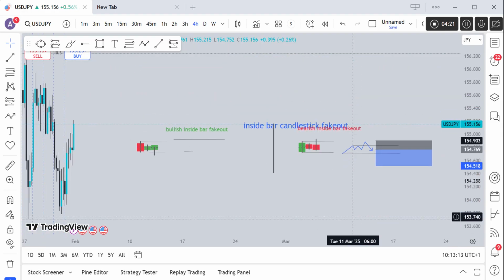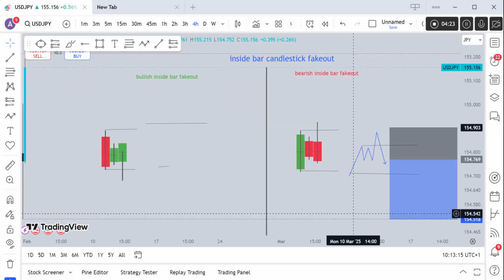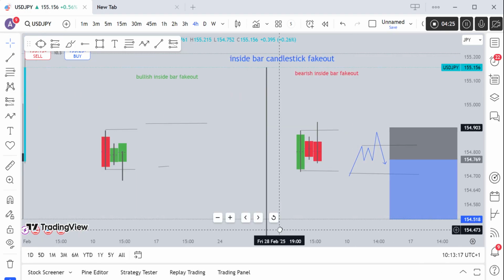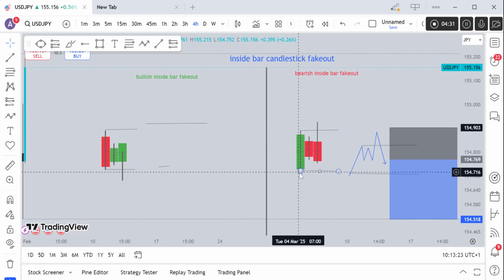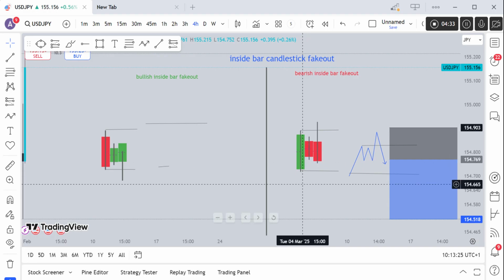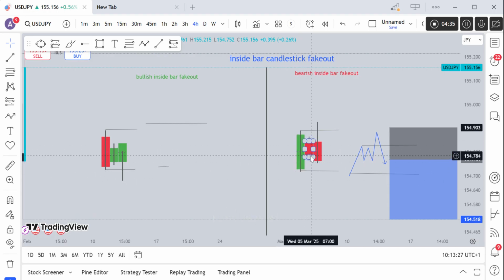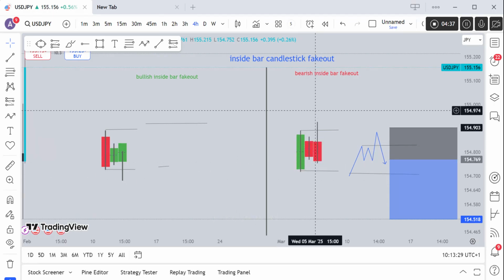Maybe 2 to 1 or 3 to 1. It depends on the kind of trade you are entering. This is how to trade an inside bar candlestick. When you see this candle forming in your demand zone or your resistance zone, you wait for the child, then wait for the fake out to happen.